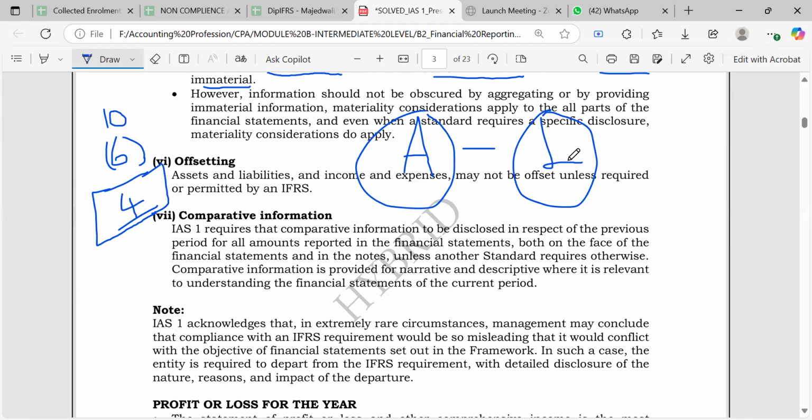Liabilities, right? Yes. So that's what we would do. But offsetting, we say assets and liabilities, but also income and expenses may not be offset unless required or permitted by what? By an IFRS. You see that? If the standard allows, you do it. I could give you another example.